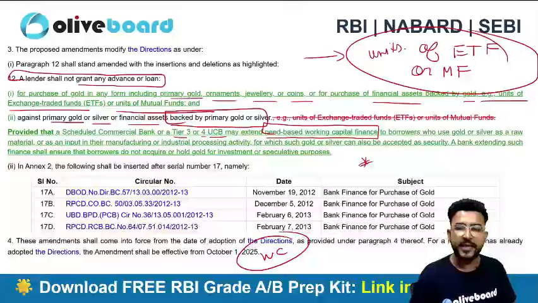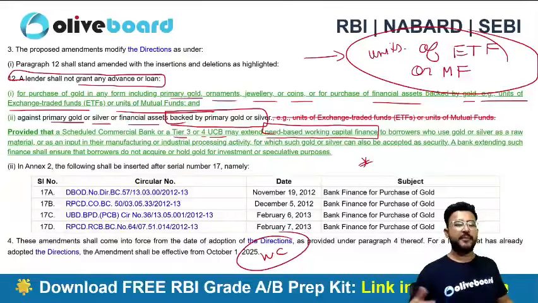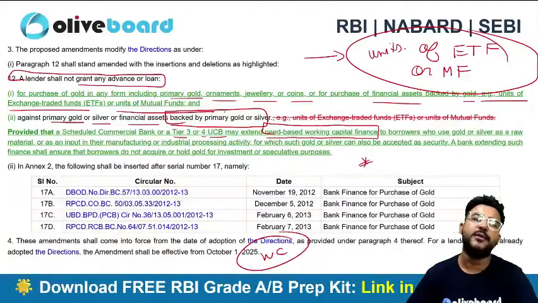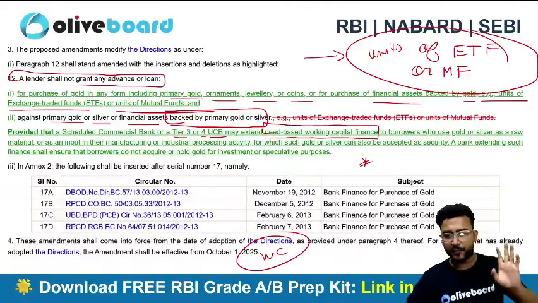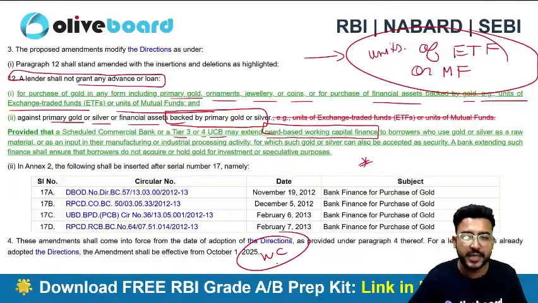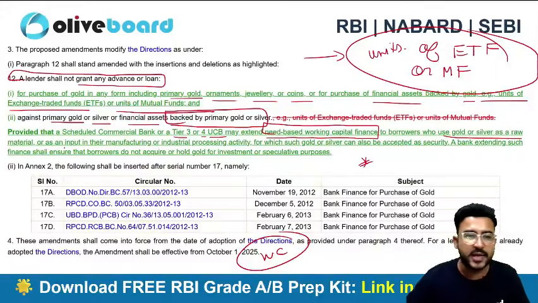Day-to-day capital which is required to do the business, right? Current asset minus current liability. Yes, business needs. So in order to run the business, I need some working capital. So the scheduled commercial bank or a tier 3 and tier 4 UCB may extend a need-based working capital to the borrower who use gold or silver as a raw material.